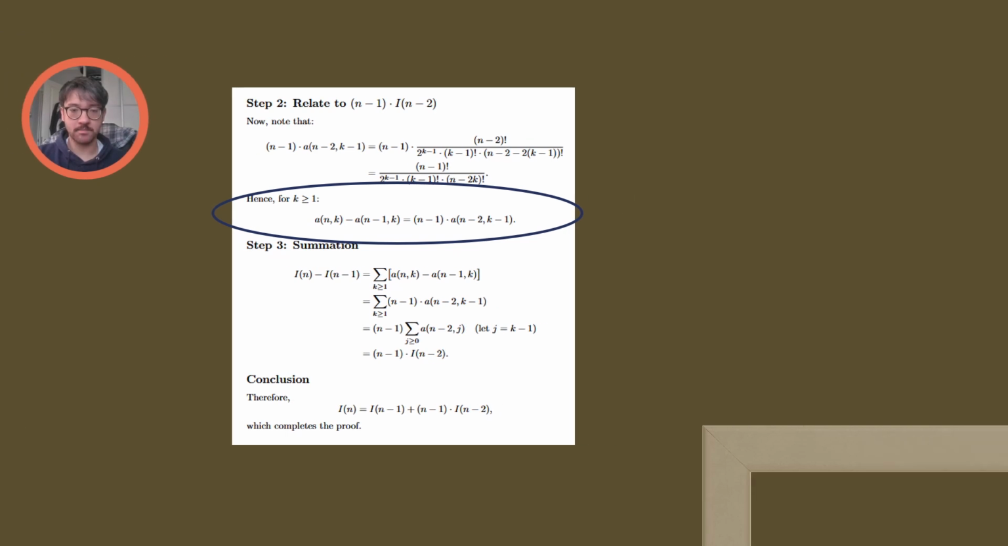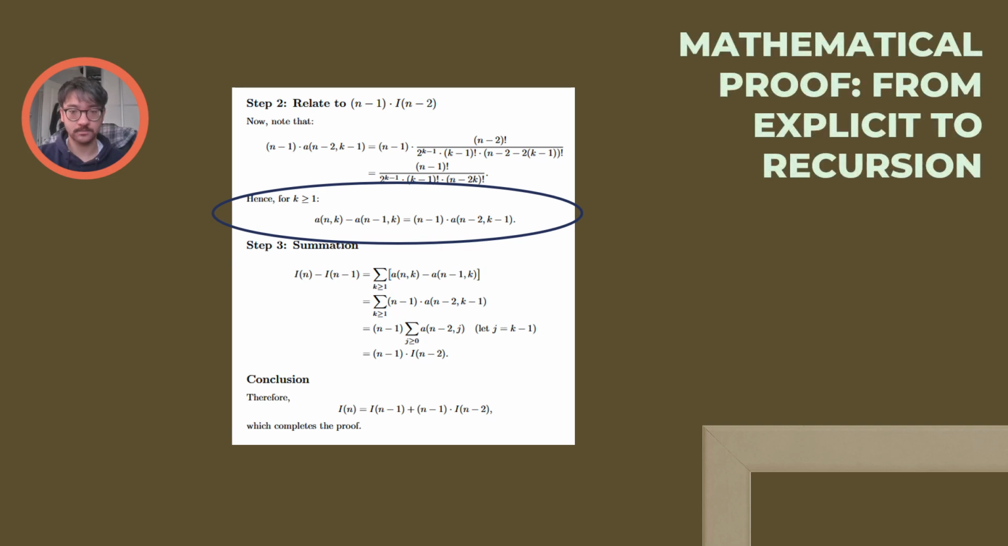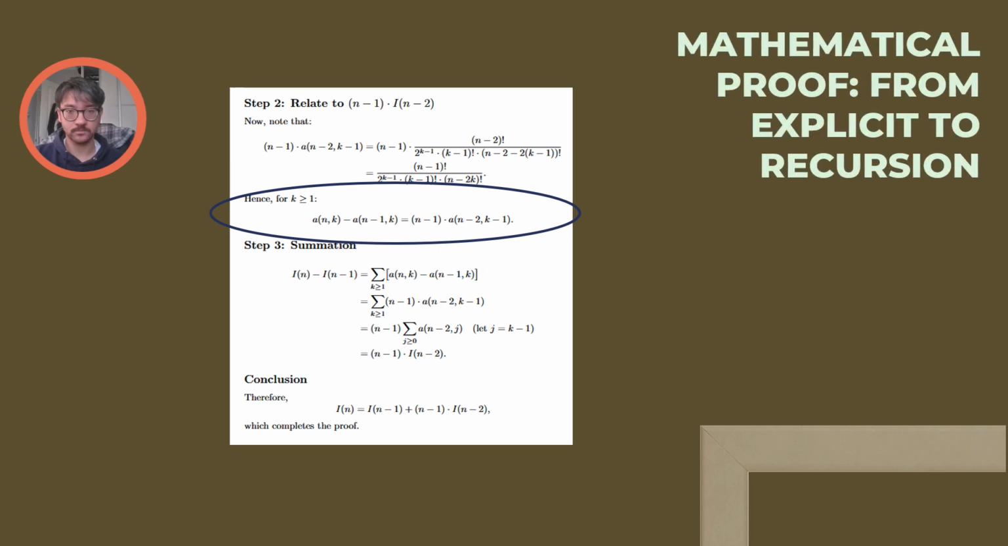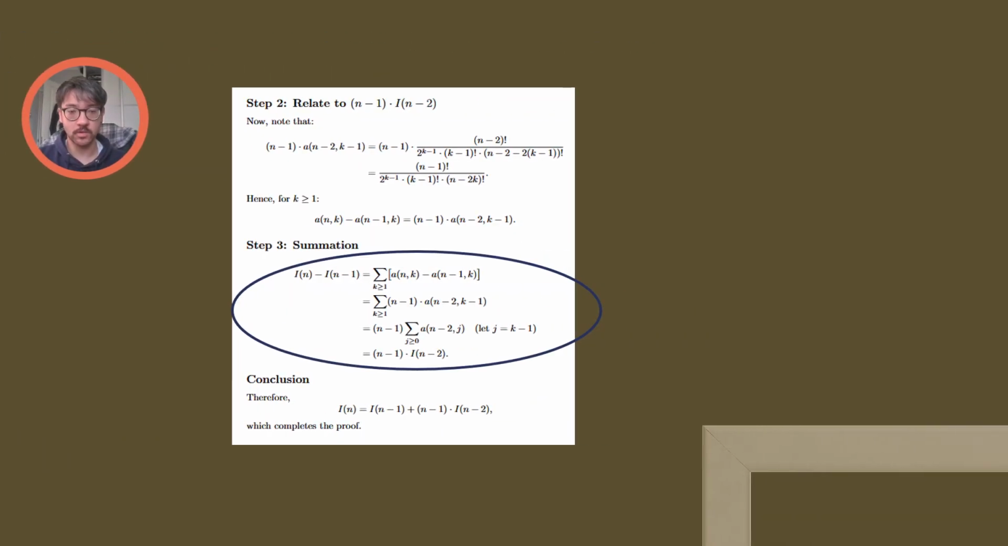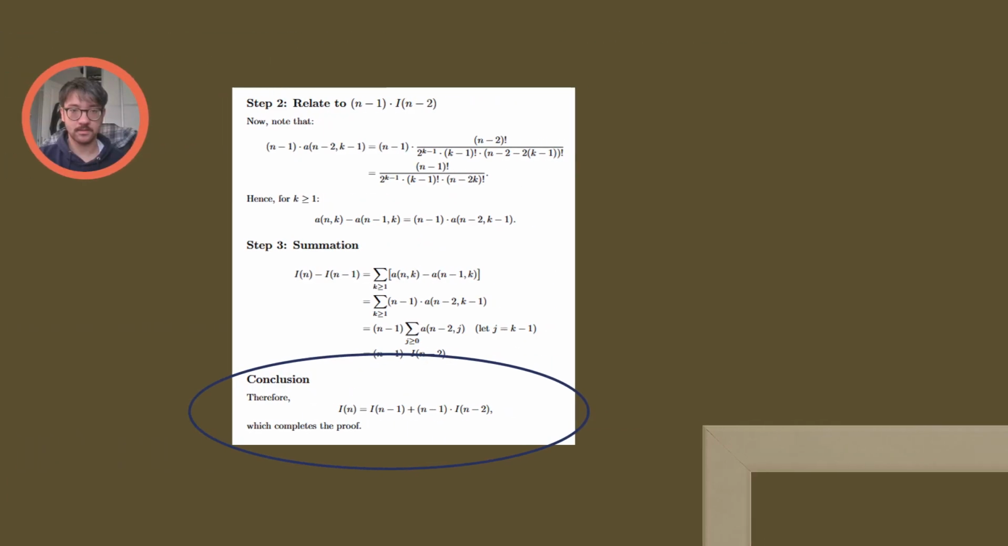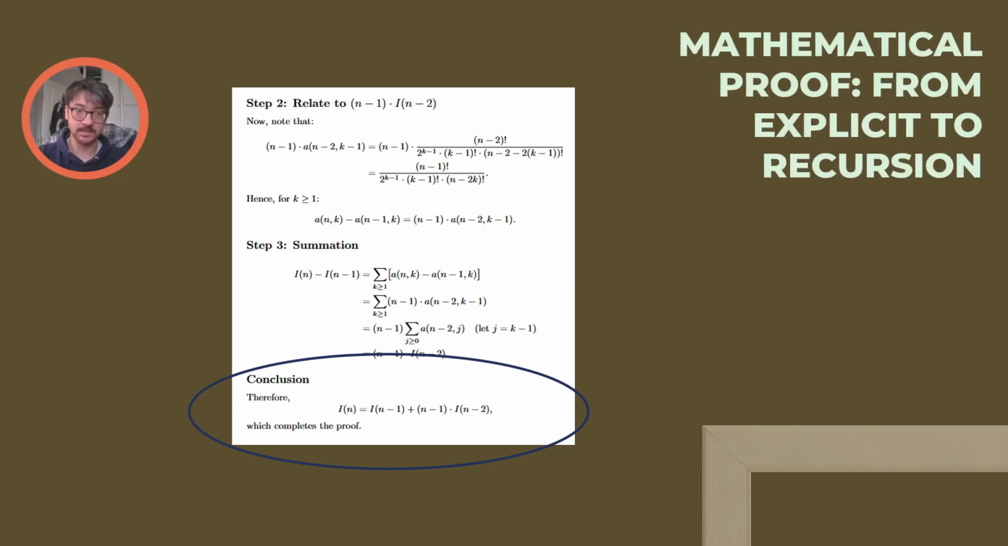So a_{n,k} minus a_{n-1,k} is equal to the following. Summing over all k, we end up reducing to the following. Therefore, I_n is equal to I_{n-1} plus (n-1) multiplied by I_{n-2}. This proves that our explicit formula, the combinatorial sum, indeed satisfies the recurrence we use in our code. The mathematical consistency between these two forms reinforces the correctness of both approaches.